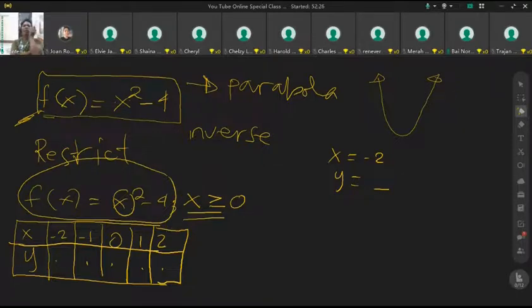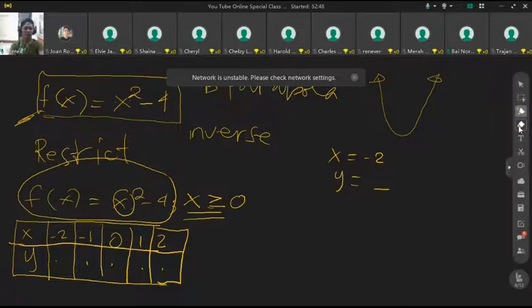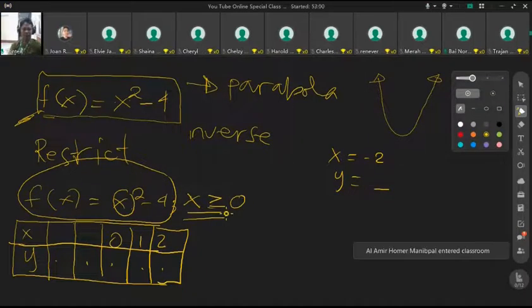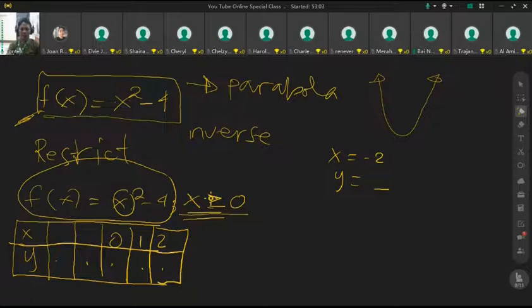Oh, by the way, this is wrong. My assigned values are wrong. Why? The restriction states that x must be greater than or equal to 0. There should be no negative values. Okay, mali ako. Sorry. Wala dapat negative na value kasi ang mga value ng x dapat mas malaki or equal sa 0.